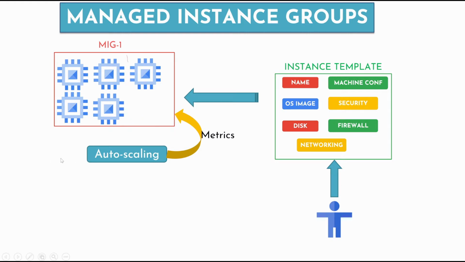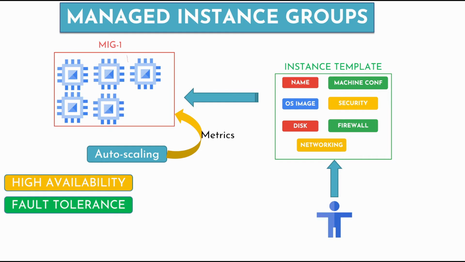Along with the auto scaling, it has some additional benefits as well, such as high availability. If a VM in the group crashes or is deleted or stopped accidentally, then the managed instance group automatically recreates the VM using the instance template. The next one is fault tolerance.